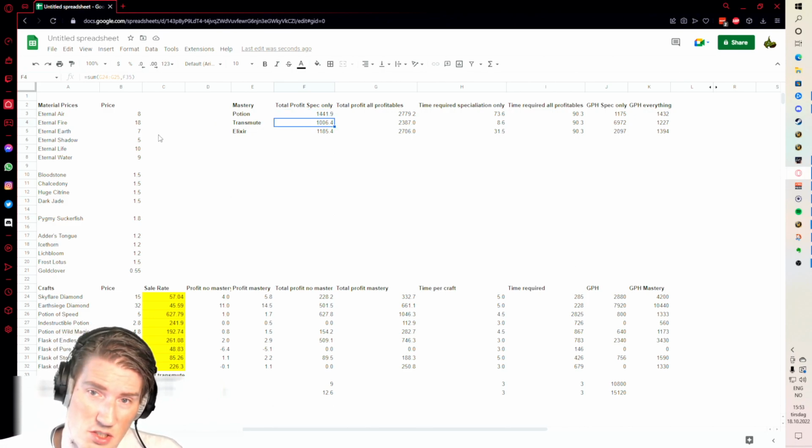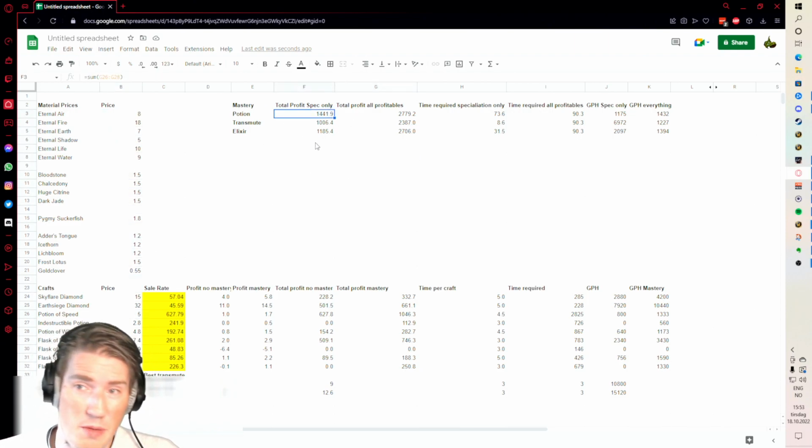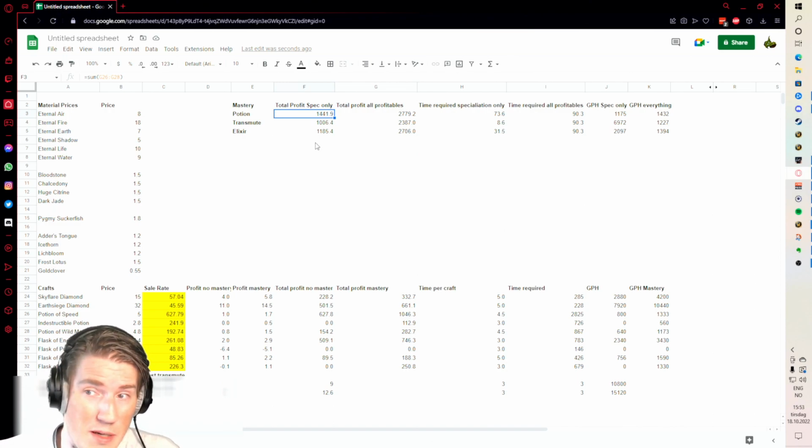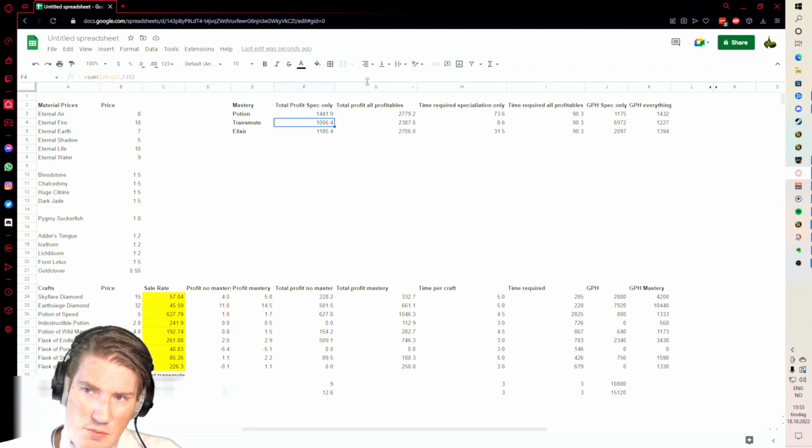Transmute and then elixir. So obviously these prices are based on my realm and this is something you have to fill in, and then you'll get some different numbers in the profit columns. So for me, potions mastery is the most profitable one, so it's the best as I thought, and then elixir master and then transmute master.